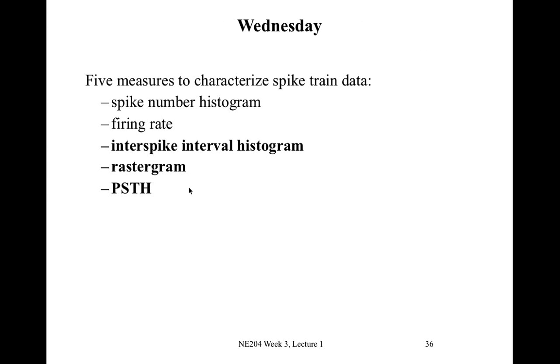So today we've considered, we introduced this notion of spike train data, and we looked at two measures: the spike number histogram, which is a nice visualization, and also the firing rate. On Wednesday, we'll consider three other measures: the interspike interval histogram, rastergram, and post-stimulus time histogram, and then we'll implement all of these measures in lab on Friday.